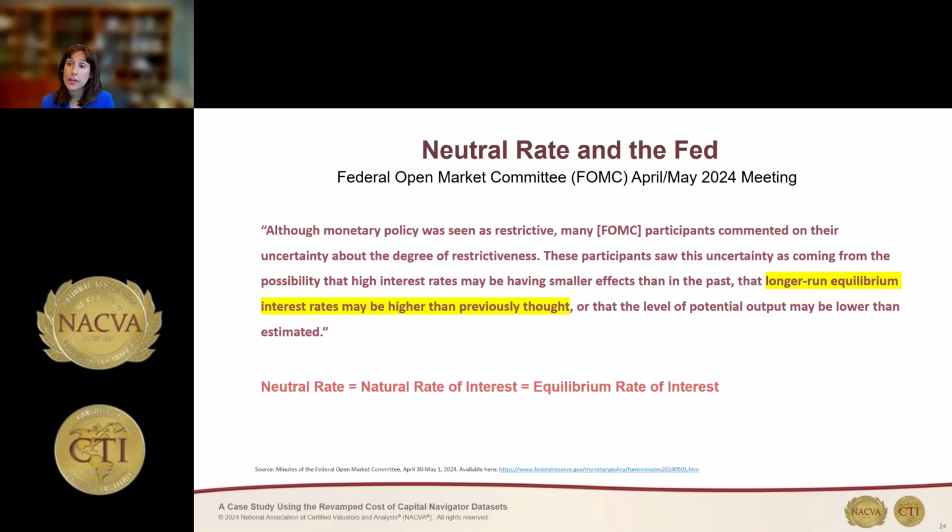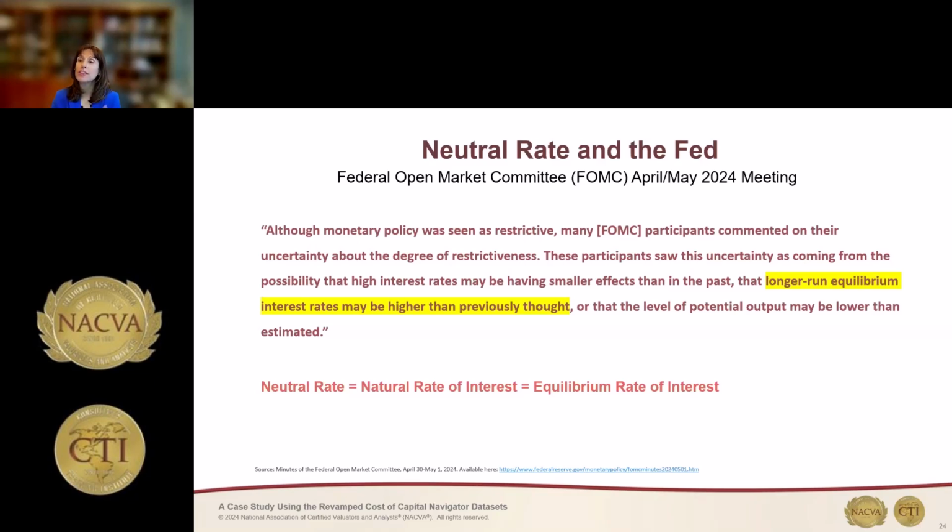in their April-May 2024 meeting, they also said that the participants thought that there was an uncertainty coming from the possibility that high interest rates may be having a smaller effect than in the past. And that longer run equilibrium interest rates, so here's another word, right? But they all mean the same. Longer run equilibrium interest rates may be higher than previously thought.